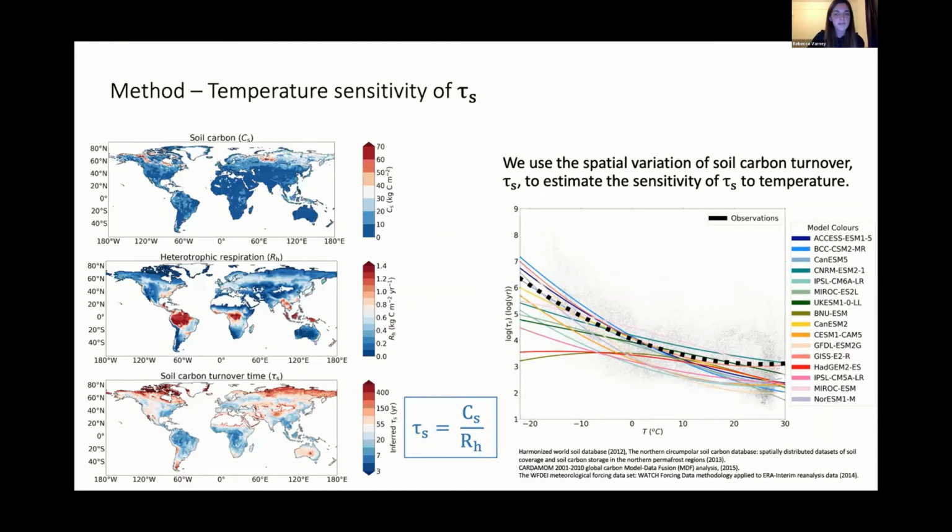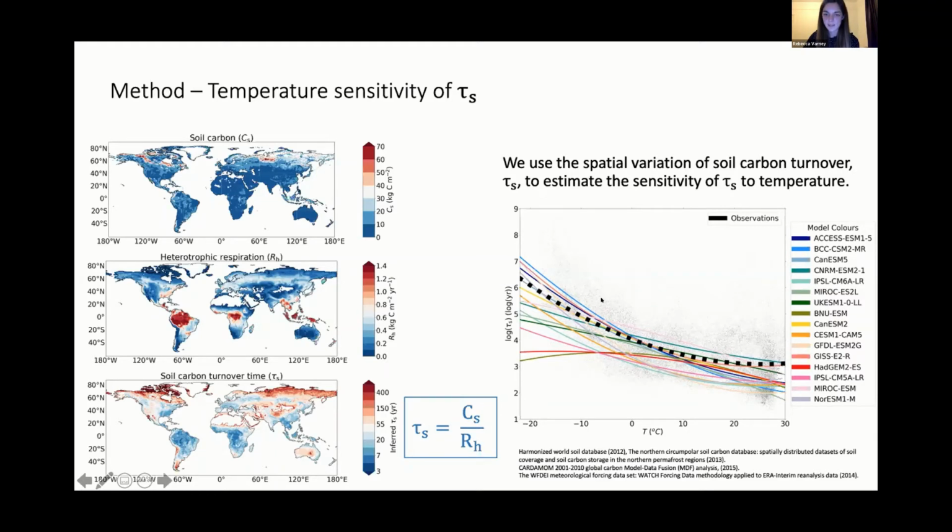So we start by investigating the temperature sensitivity of soil carbon turnover time, looking at observations. So we can start with a map of observational soil carbon, which you can see on the slide, and a map of observational heterotrophic respiration. And then using our definition of soil carbon turnover time, we can obtain a map of inferred soil carbon turnover time. And then to investigate the spatial temperature sensitivity of this, we simply plot this data against an observational temperature data set, which you can see here on the plot on the right.